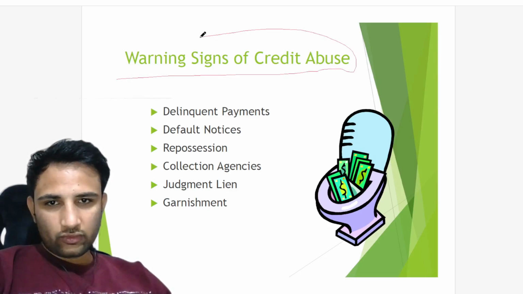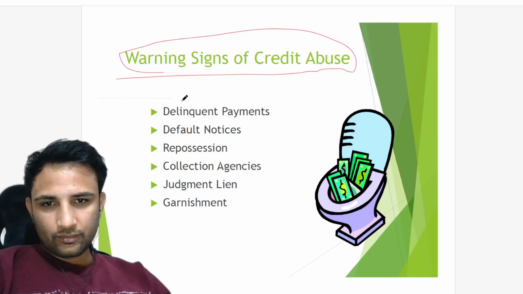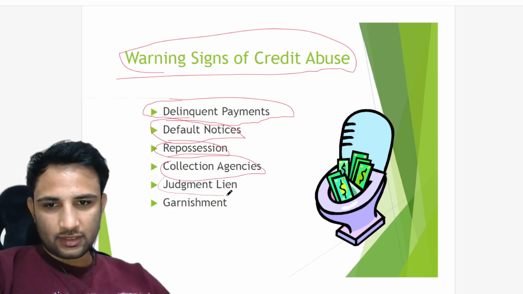Warning signs of credit abuse. These are the warning signs of credit abuse. First is delinquent payments, default notices, repossession, collection agencies, judgment lien, garnishment.